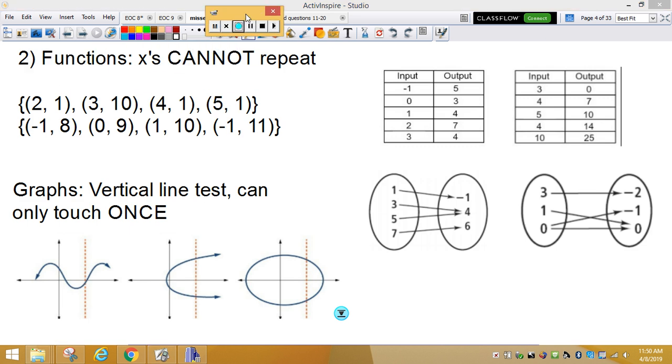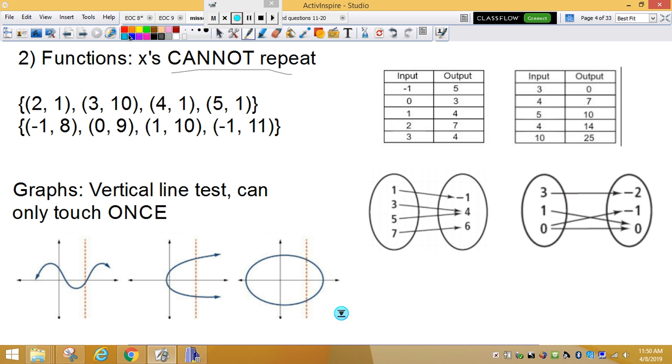Now, if you missed number 2, this is where you should start listening to the video. If you missed number 2, I want you to pause it and write down everything that's on this screen. All right, hopefully you have everything written down. So let's go through this. Functions mean that the x's cannot repeat. Again, function means the x's cannot repeat.